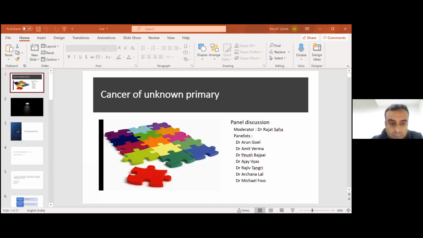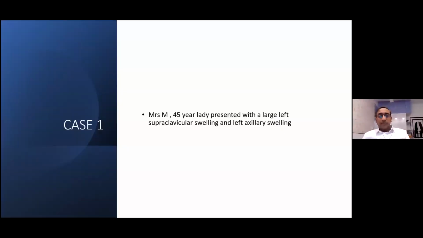So basically, CUP is like a dark room. We are always probing like that, and we as clinicians just try to search for a ray of light, and then we are able to guide our patients. It is very difficult to treat a patient without actually giving a diagnosis. So it's the basic insecurity of clinicians like us. We have to get a diagnosis. So let us begin.